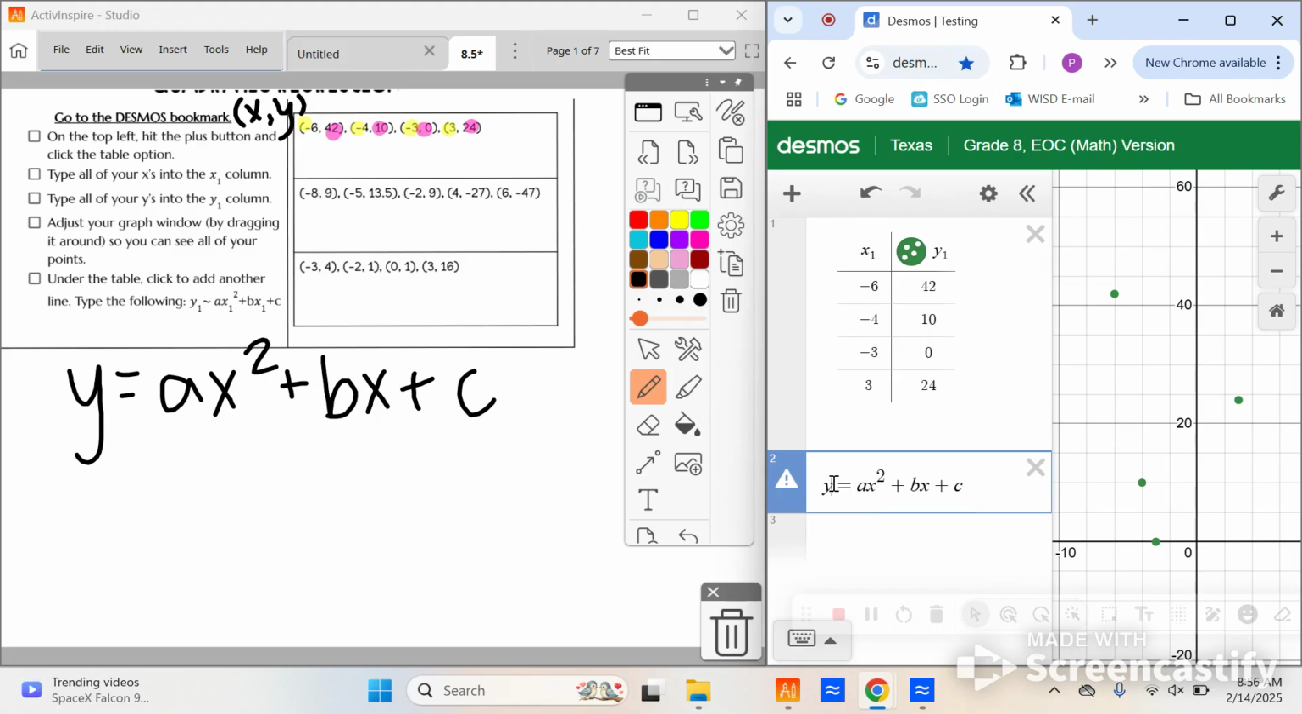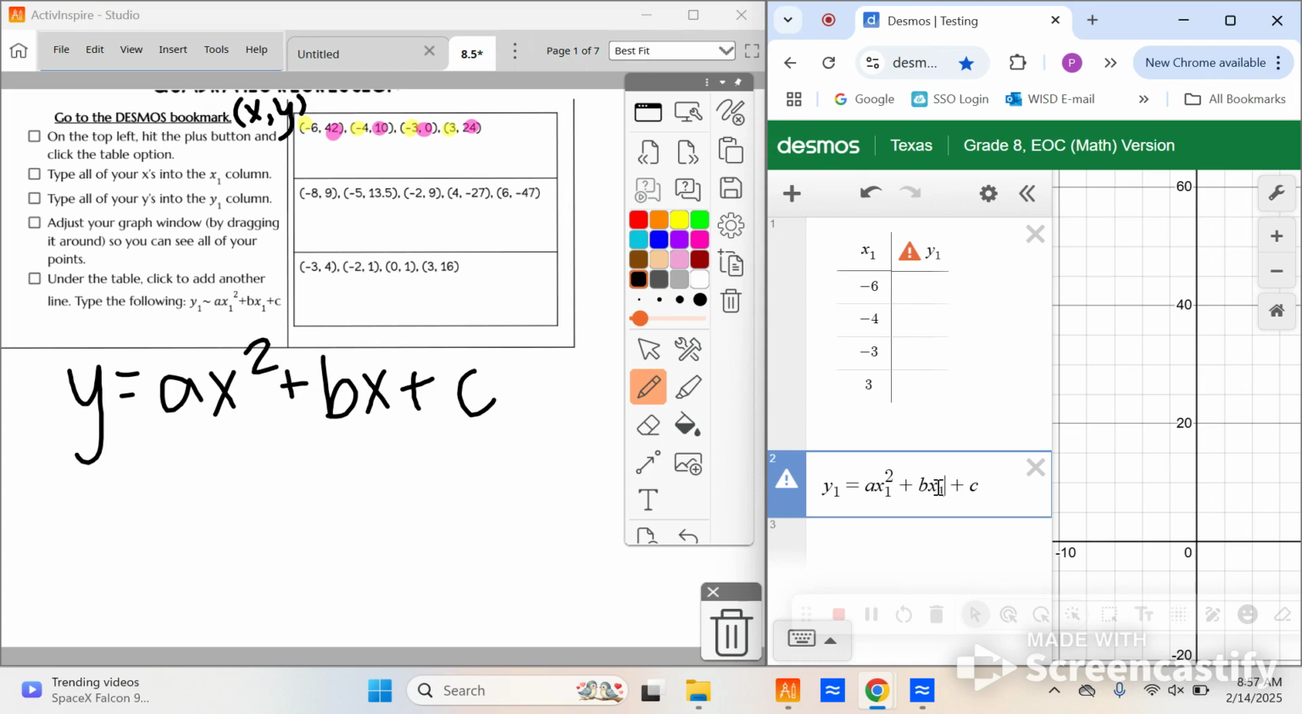That's because when we're talking to Desmos, it's like talking to ChatGPT. We need to give it as much information as possible. And because in my table it says X1 and Y1, I need to tell Desmos that I need to use Y1 and X1 from my table.